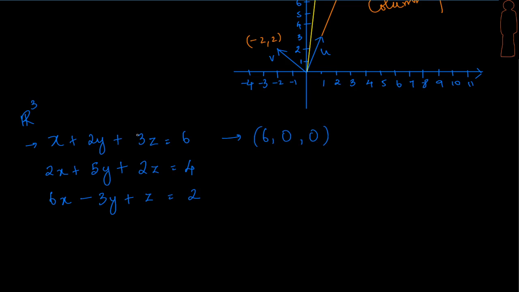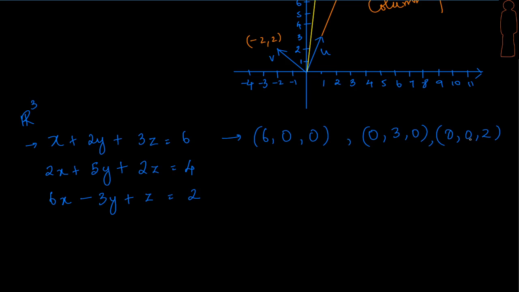Similarly, if I fix x and z to be 0, I'm going to get y to be 3, right? So this is going to be 0, 3, 0. Now what about z? So let me fix these two to be zeros and I will get z to be 2, right? So then I will have 0, 0, 2. Okay.